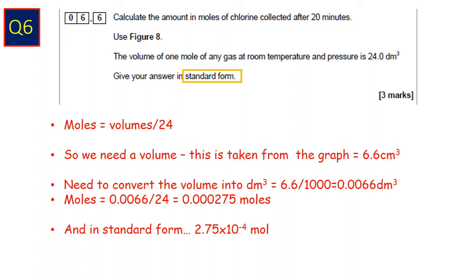You're getting the marks here for, first mark is for getting 0.0066 decimetres cubed. So reading the number correctly and then converting it. The second mark is for using the values correctly in the equation. The third mark is for giving your answer in standard form.